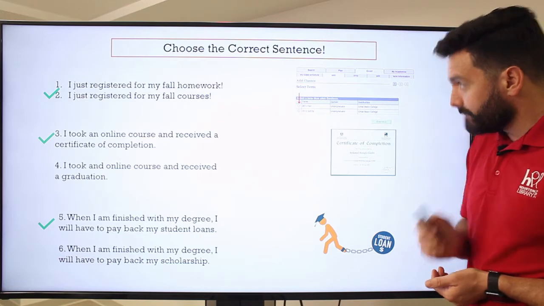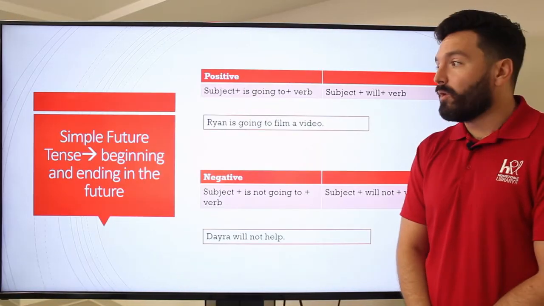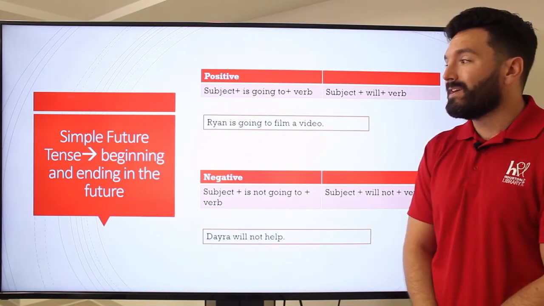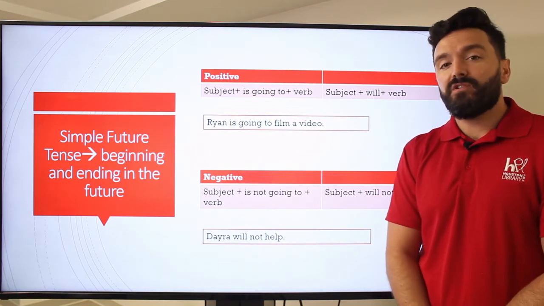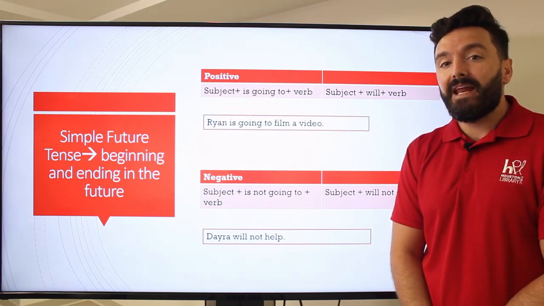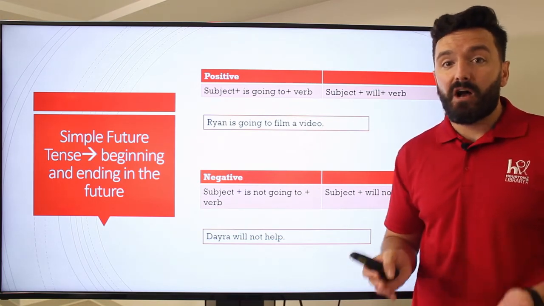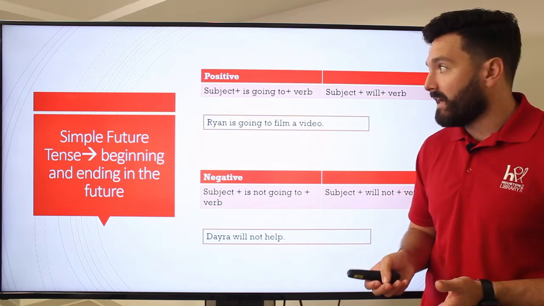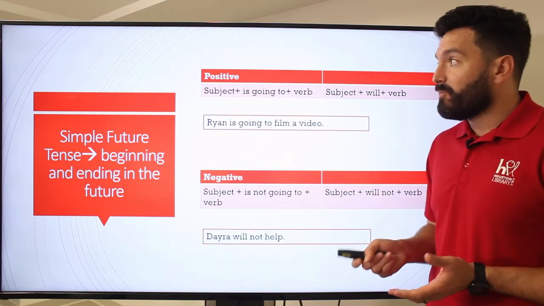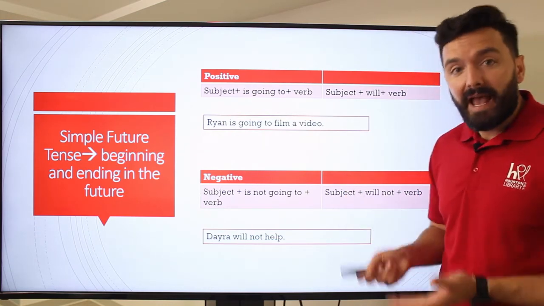Okay, so that's unfortunate. So today we're going to talk about simple future tense, which is how we describe something that is both beginning and ending in the future. It's a really easy way to talk about something that has not happened yet. Now, this can either be positive or it can be negative.